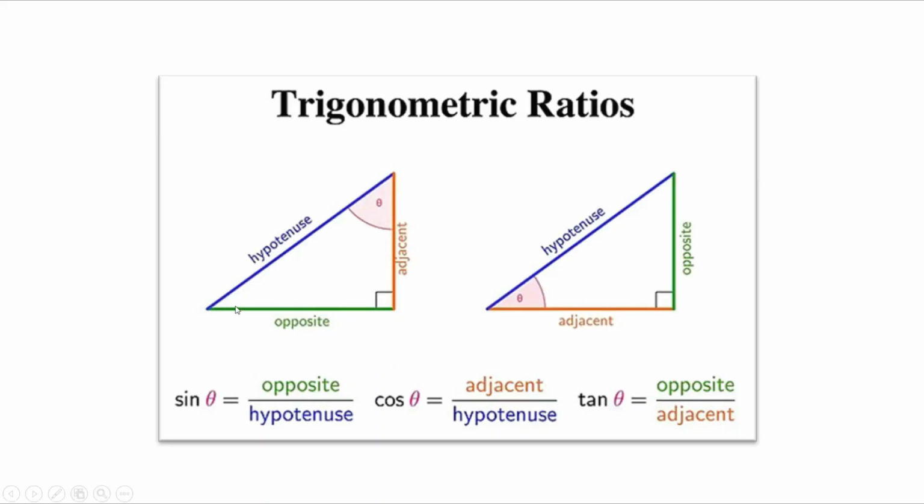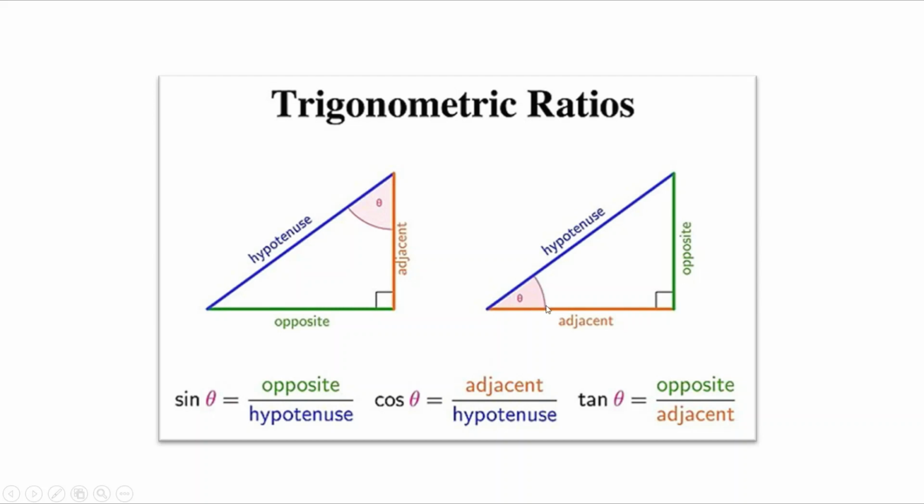Now I am going to explain how to identify the sides of the given right angle triangle. Suppose consider this right angle triangle and let theta be one of the interior angles here. In any right angle triangle, the side opposite to the angle theta, I mean this side, will be the opposite side, and the side opposite to the right angle, that is this side, will be the hypotenuse, and the remaining side would be the adjacent. Similarly, consider this right angle triangle.